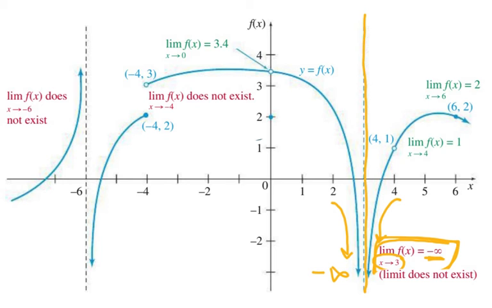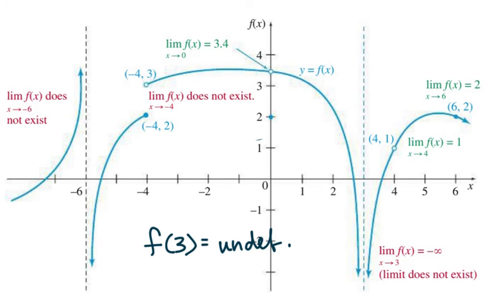If I were to ask you the function value for f of 3, is there a defined output? In this case, we're never going to touch that vertical asymptote, so the answer for f of 3 would be undefined.